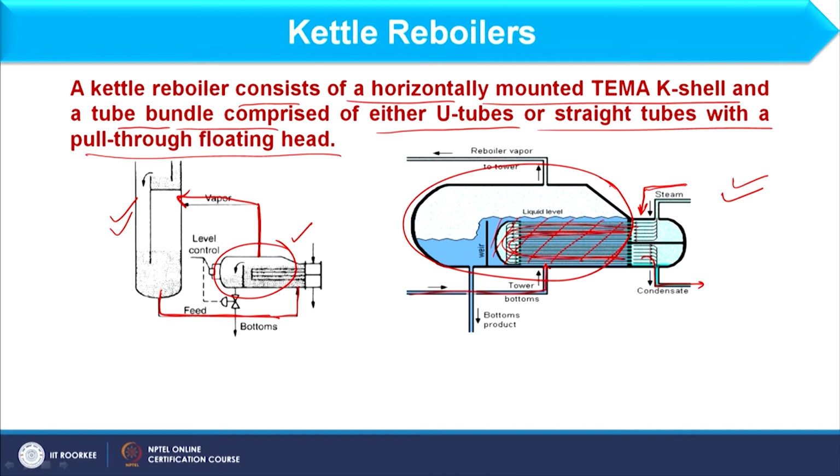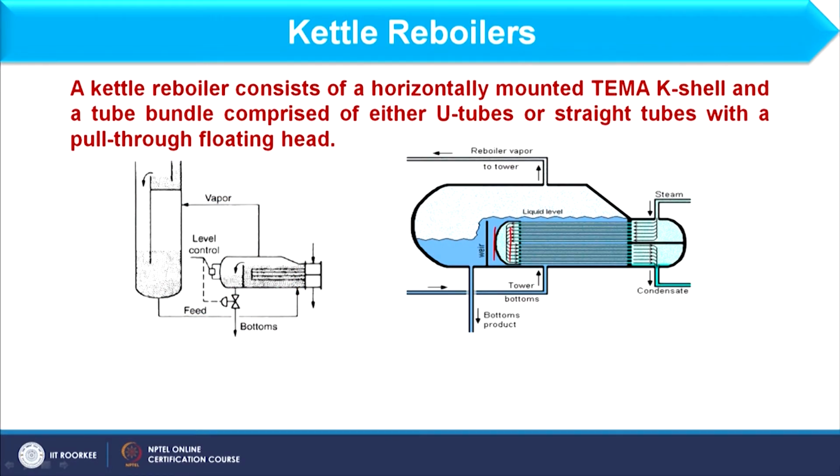Here you can visualize that the shape of the shell is totally different from whatever we are using in either a condenser or a normal shell and tube heat exchanger. The reason behind this is that when the liquid enters into this, the complete bundle is submerged in the liquid.